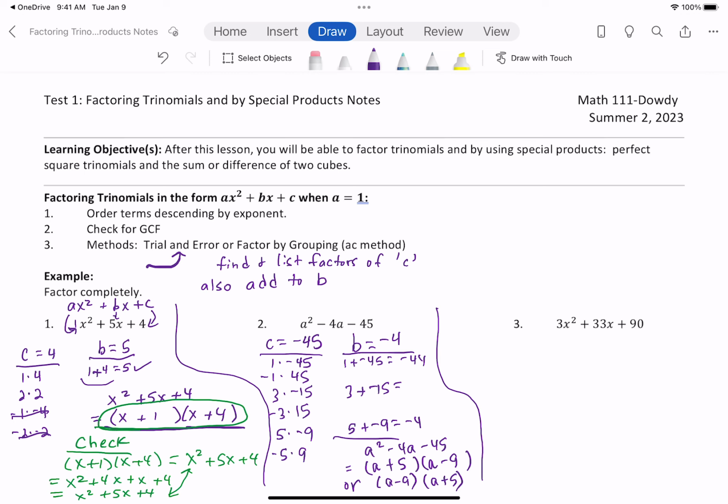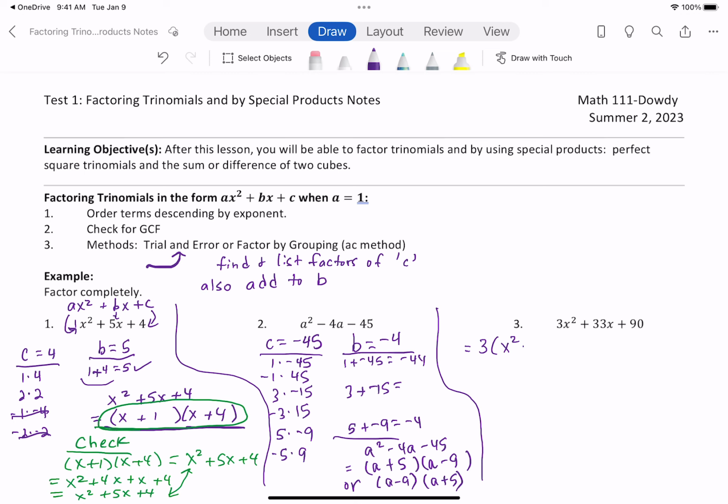All right, if we look at the third problem, the first thing you might notice is we've been looking at problems where a was 1, and for this one, a doesn't look like it's 1 this time, right? It looks like it's 3. But if you look at the entire problem, you'll see that all of the numbers in that trinomial are divisible by 3. So we have a GCF this time. So this is where we have to be careful. If there's a GCF, we need to factor that out first. So the first thing I'm going to do with this one is factor out that GCF of 3.